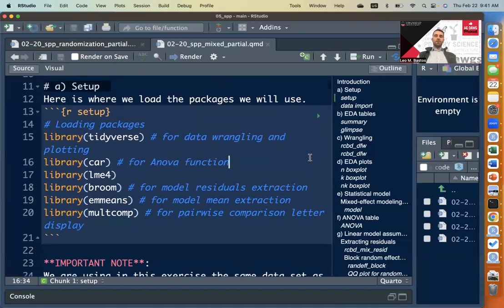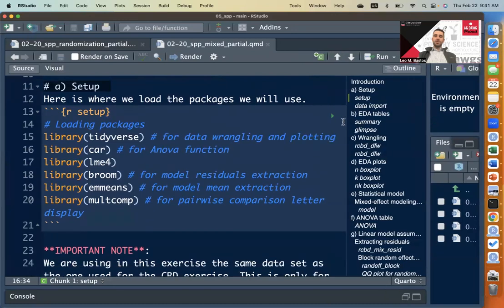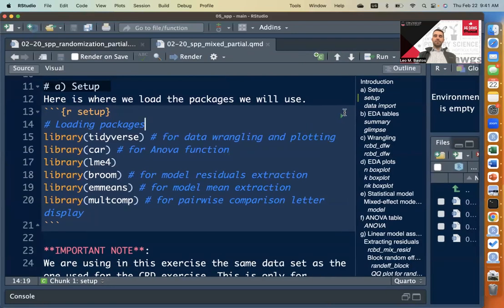All right, so if you want to come down here and just run this, the setup chunk, it just has all the packages that we're going to need. You should have all of them. If you don't, you know how to take care of that. Just need to install.packages for that package.